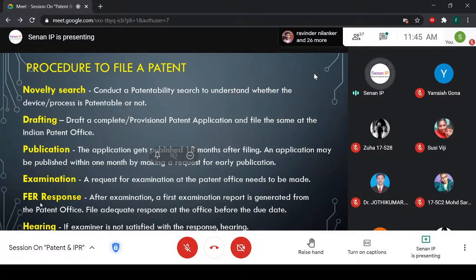If you have filed the reply or response to the FER, then the patent office will again conduct an examination of your patent application based on the response, and either the patent application will be granted, or the patent office will arrange a hearing for the applicant, the inventor or the agent. The applicant, inventor, or agent can attend the hearing. So the patent office allows a chance to be heard on the response you have submitted, and based on that hearing, the patent application will be granted or rejected. It will be decided after the hearing.